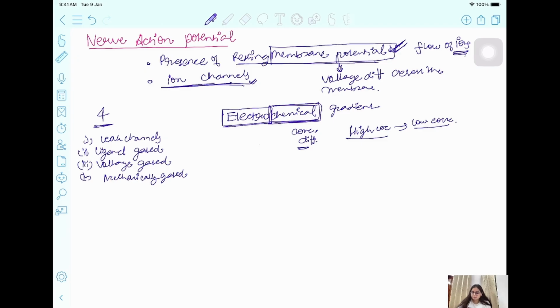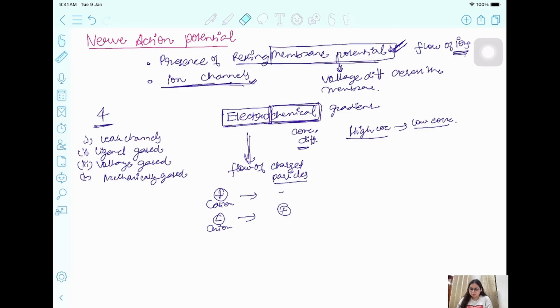And electro part means the flow of charged particles, for example, cations, which move to the more negative side of the area, and the anions, which move towards the positively charged area. As ions through these ion channels move through their electrochemical gradient, which means either inside of the cell or outside of the cell, they change the existing membrane potential of the plasma membrane.